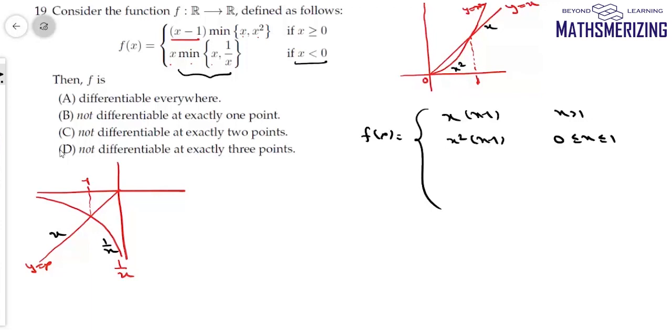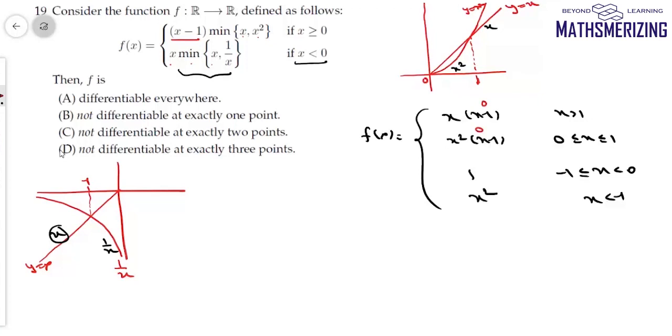So I can write this as, between minus 1 and 0, the minimum is 1 by x, so 1 by x into x is simply 1, and when x is less than minus 1, the minimum value is simply x, so now it will be simply x squared. Now I need to find continuity and differentiability of this function. If I put x as 1, it will be 0, and at 1 here also it will be 0. So it is continuous at 1.